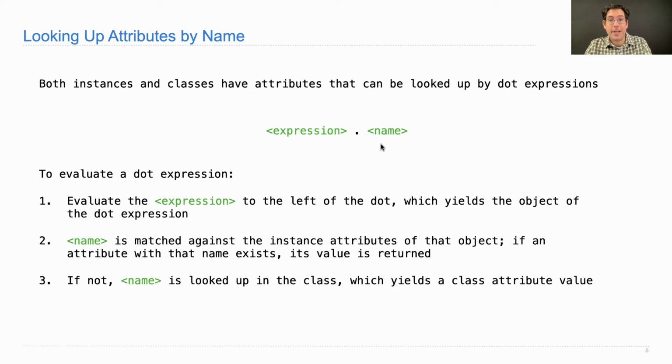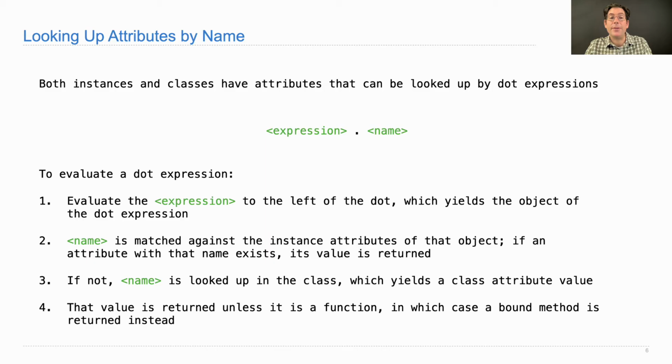However, there are other names that you can put after the dot. You can put a class attribute name there as well. And so, if no instance attribute is found with that name, then the name is looked up in the class of that object, at which point we find a class attribute value. That value is the value of the whole expression, unless it is a function, in which case a bound method is returned instead, for which the object of the dot expression is already filled in as the argument self.